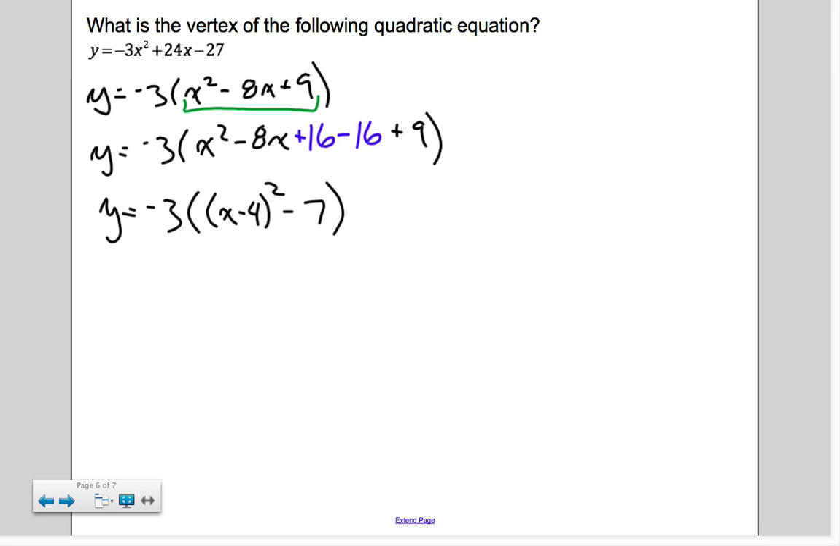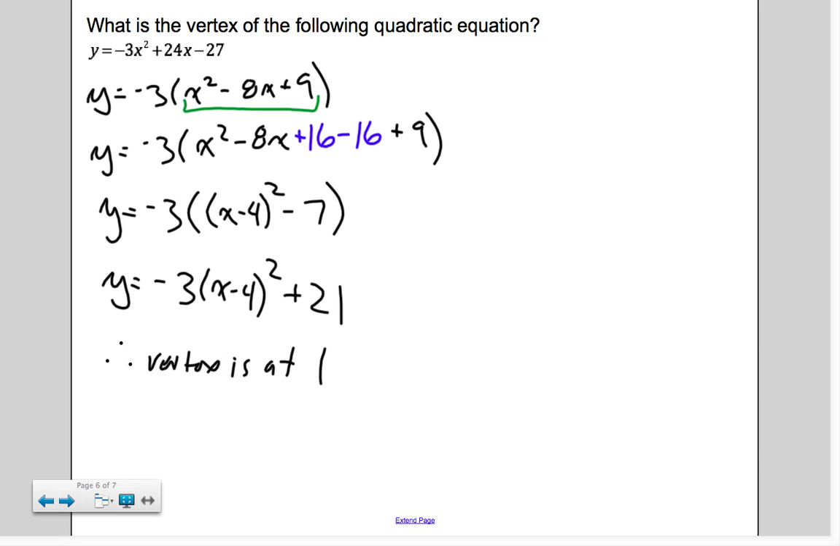And now I want to distribute the 3 across. So you guys notice that I actually did the perfect square in here first, right? That's allowed. And that might actually allow you to see it better. So now I have minus 3 times x minus 4 quantity squared plus 21, right? So therefore the vertex is at where? Where's the vertex? 4 and 21. That's right. Is this probably going up or down? Down, right? Negative 3, it's going down.